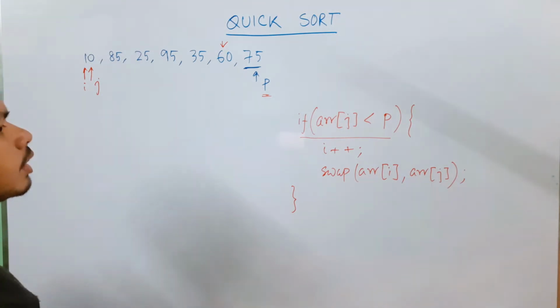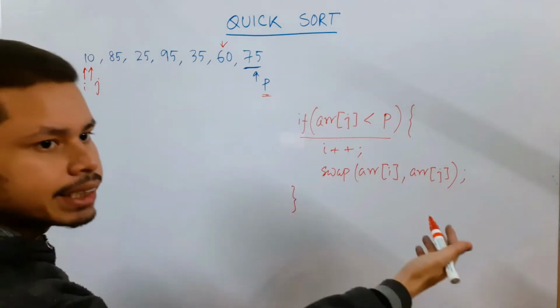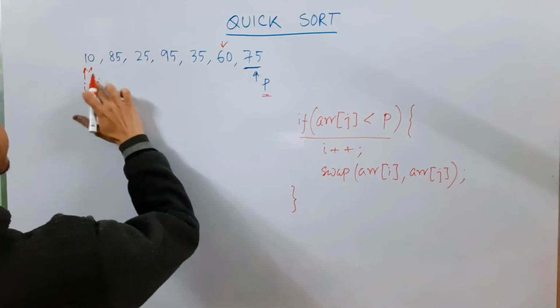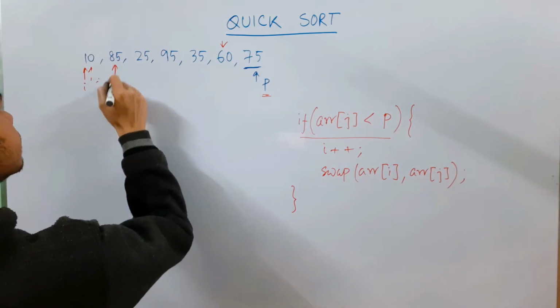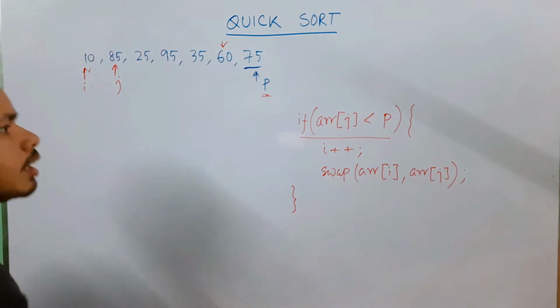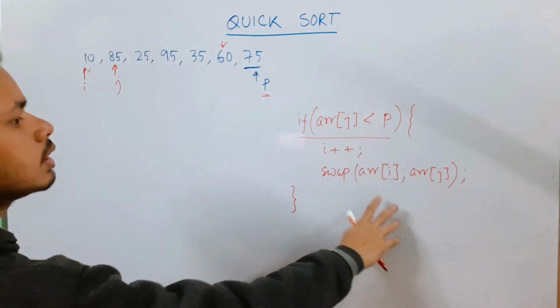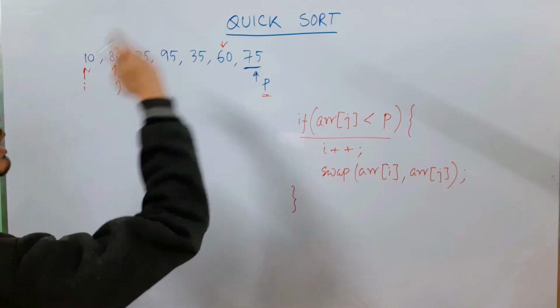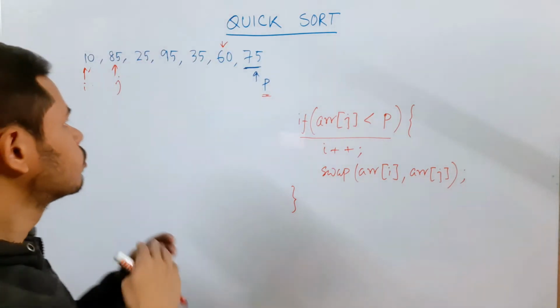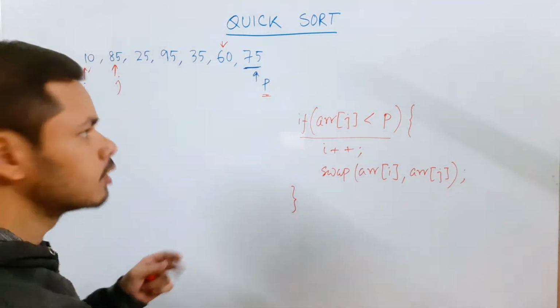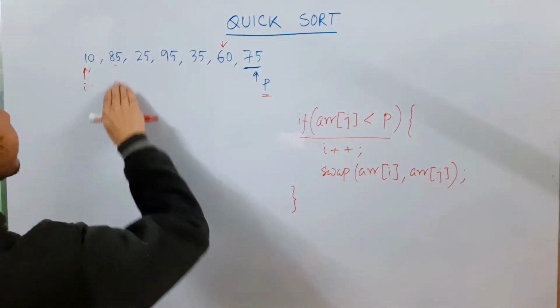Now we increment j. So j will be pointing to this point. Now, if array of j is less than P, then only we do this step. In this case 85 is greater than P, so we'll increment j and do nothing here. So j is now pointing to this point.